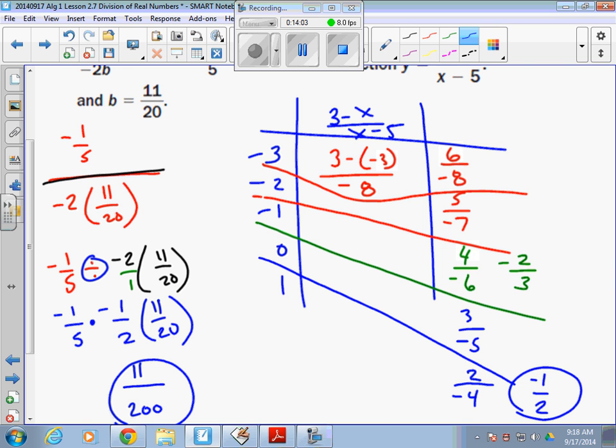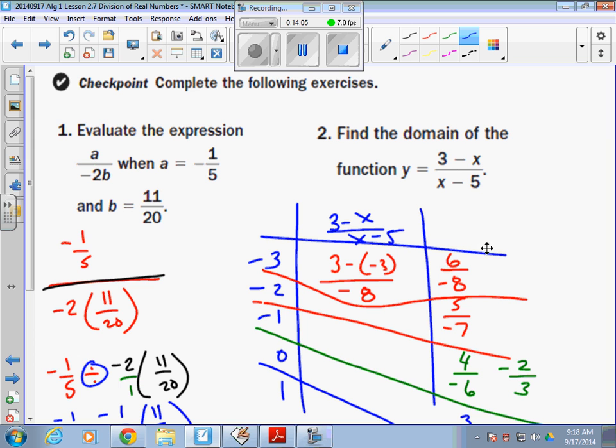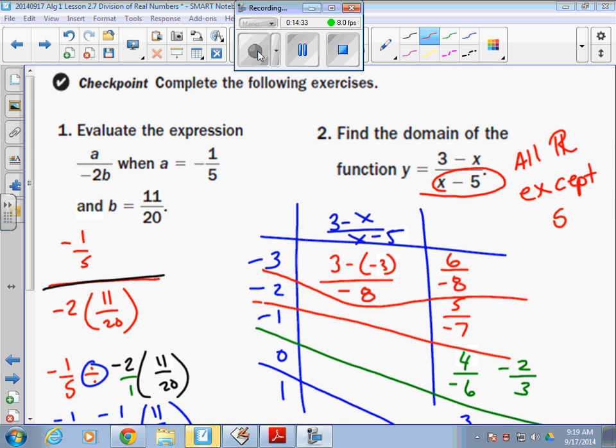What it's trying to get you to understand, though, like it says about the domain a minute ago, is you're trying to find the number that when you plug it in place of x, you get 0 on the bottom to create what's not the domain. The only thing that makes that 0 is the number 5. So it's going to be all real numbers except the number 5.